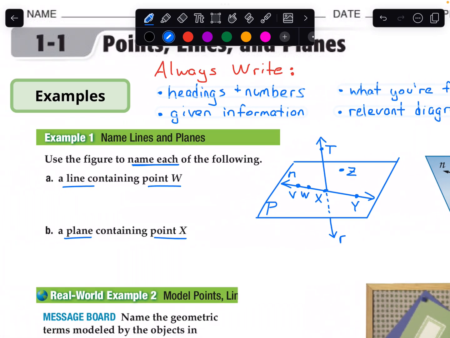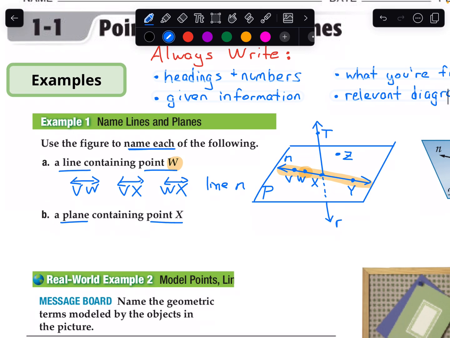So a line containing point W is right here, so I can name it using any of the points along that line. So we can call that line VW or WV, we can call it VX, we can call it WX, etc., etc. Or more shorthand, we can call it line N. Any of these would be possible names.